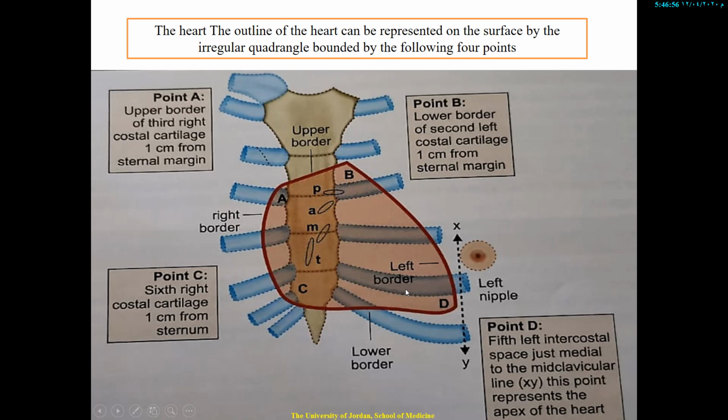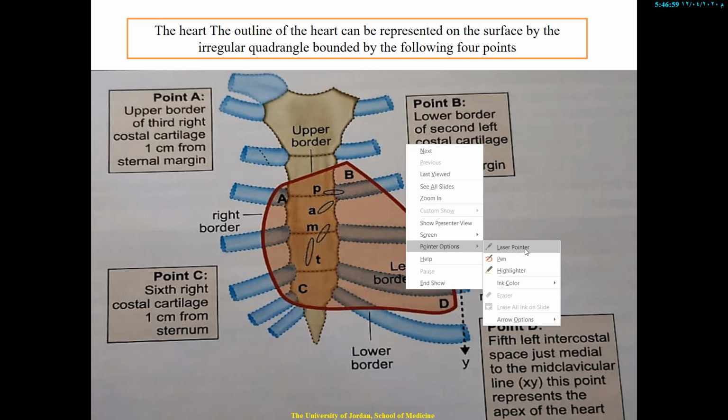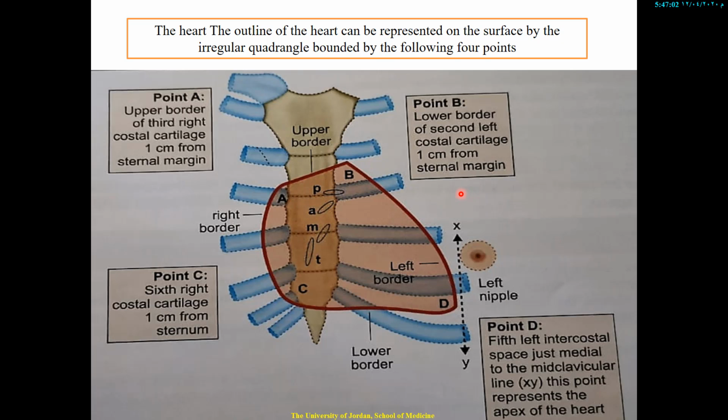Now, as you can see in this diagram here, we can outline the heart on the surface of the body using 4 points. You just need to know these points and then draw lines between them. Some textbooks just put the point A before or B before. So in this drawing, I found it one of my favorite.